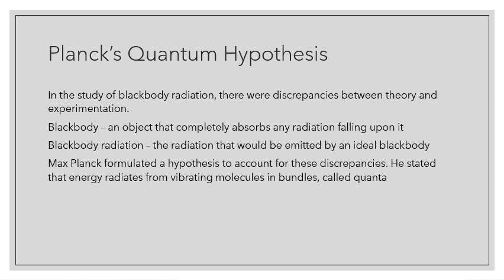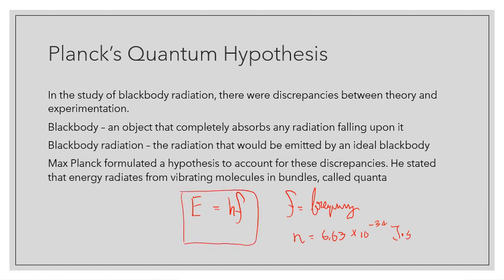Max Planck formulated a hypothesis to account for these discrepancies. He stated that energy radiates from vibrating molecules in bundles called quanta, and it's given by this equation: the energy of a quanta is equal to h times f. f is the frequency of the light, and h is Planck's constant, which is equal to 6.63 times 10 to the negative 34 joules times second. This is an important equation.